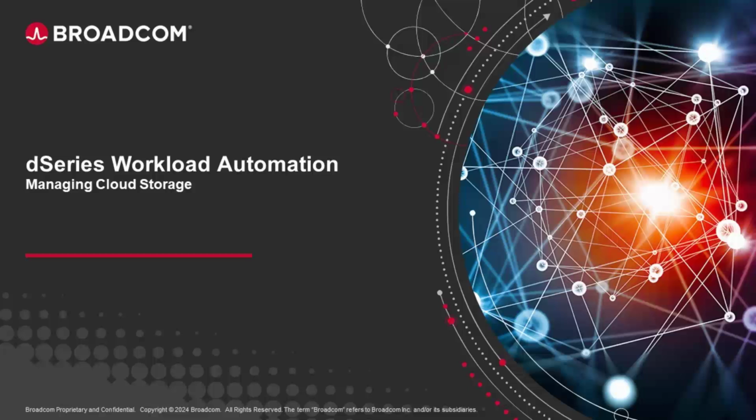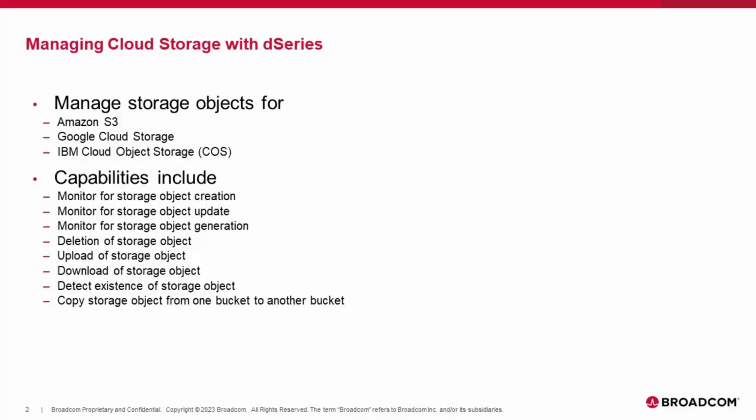So for this demonstration, I'm going to show the capabilities of our cloud storage plugin extension, which has the ability to interact with Amazon S3, Google Cloud Storage, as well as IBM Cloud Storage. And we can do a couple of operations, and it's the same across all of the different cloud storages that we support. We can copy data files between two buckets in cloud storage. We can upload and download the files to and from the agent machine.